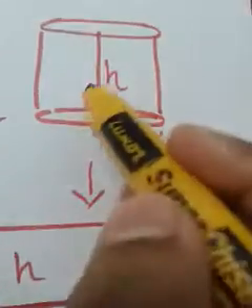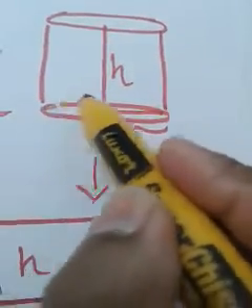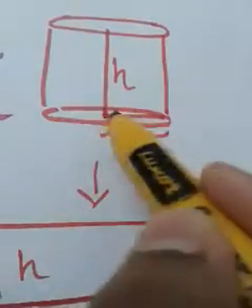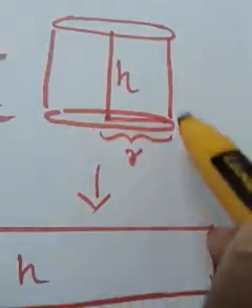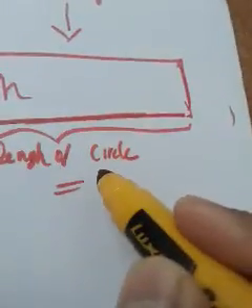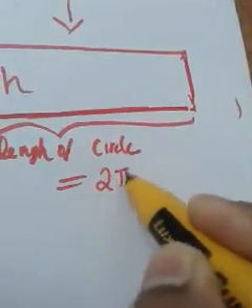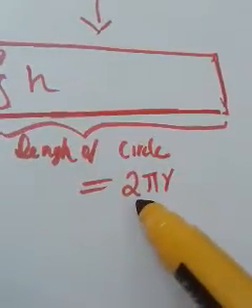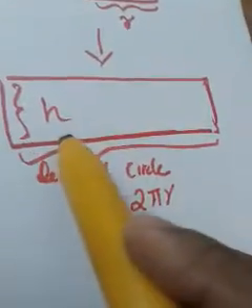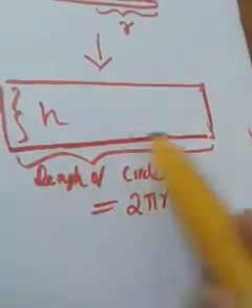If the radius is r, because it is already given that base is a circle with a radius r. If the radius of a circle is r, then the perimeter of the circle, the formula is given by 2 pi r. അതായത് ഒരു സർക്കിളിൻ്റെ റേഡിയസ് ആർ ആണെങ്കിൽ ആ സർക്കിളിൻ്റെ പെരിമീറ്റർ കണ്ടുപിടിക്കാനുള്ള ഫോർമുലയാണ് 2 pi r. And we understood that this is nothing but the length of the circle.